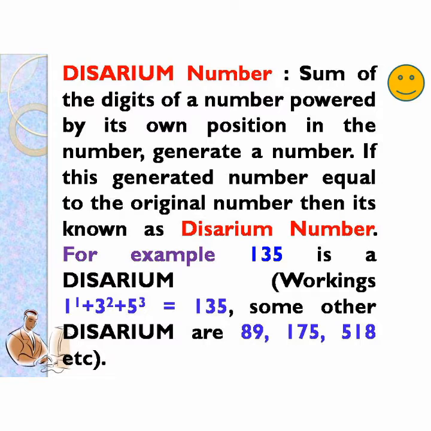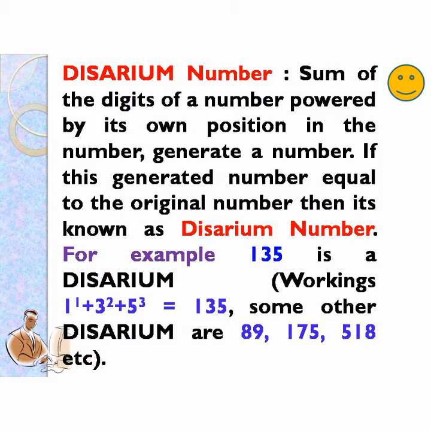For example, 135 is a Disarium number. How? Now see, 1 to the power 1, 3 to the power 2 and 5 to the power 3. These powers are arranged by their position, so you will get 135. Understand? Like 89, 175, 518, these all are Disarium numbers.